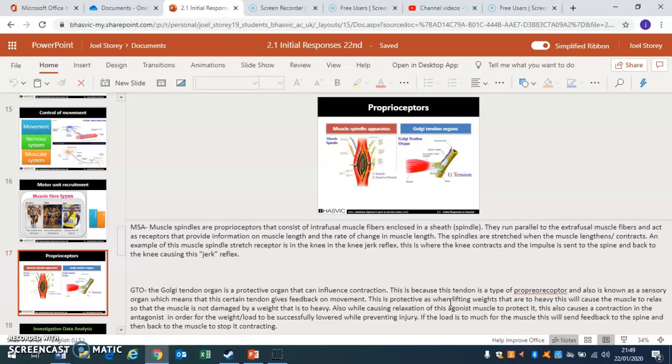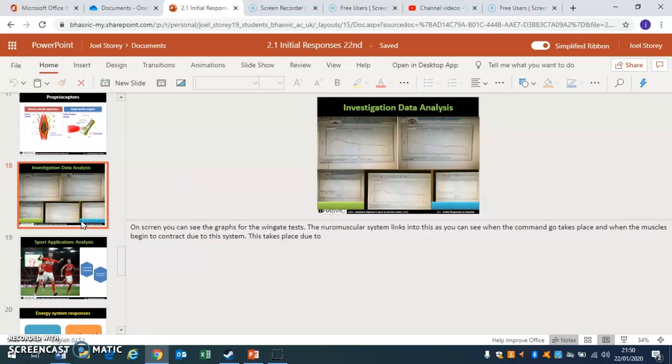Also, whilst causing relaxation of the agonist muscle to protect it, this also causes a contraction in the antagonist in order for the weight or load to be successfully lowered while preventing injury. If the load is too much for the muscle, this will send feedback to the spine and then back to the muscle to stop the contraction and stop it being damaged. For example, when performing a bicep curl with a weight too heavy, this would stop the contraction and lower the weight at a rate which means that the muscle will not be damaged, but also the bicep curl will not be fully carried out.